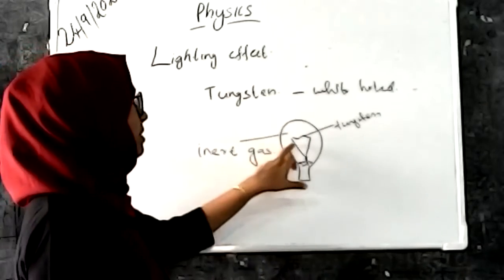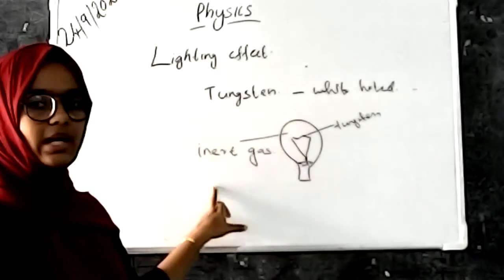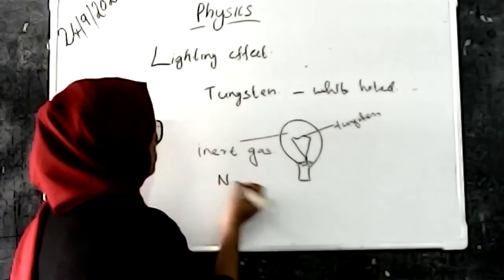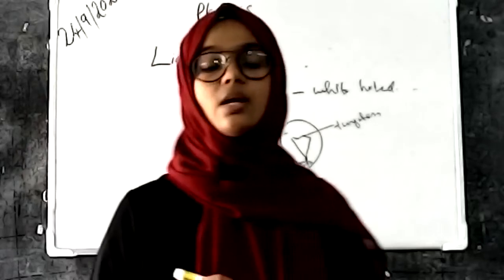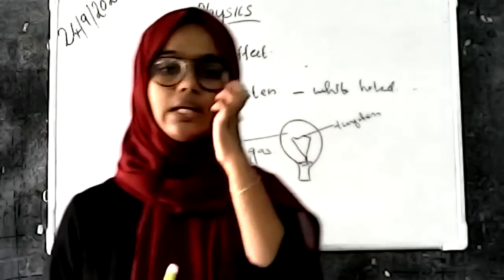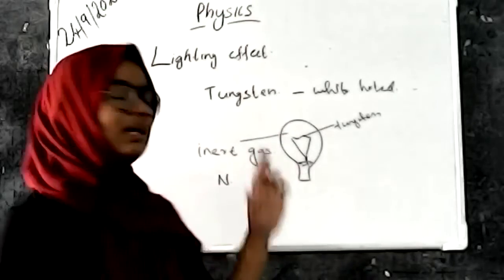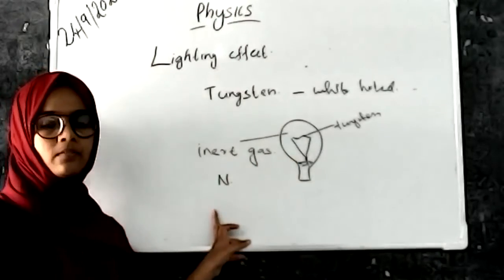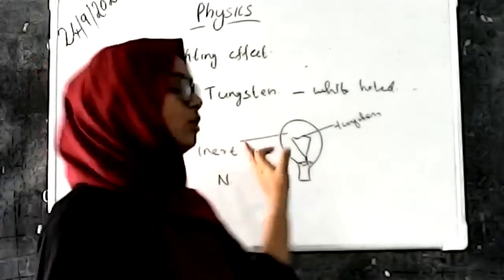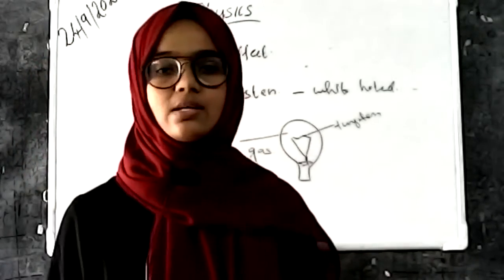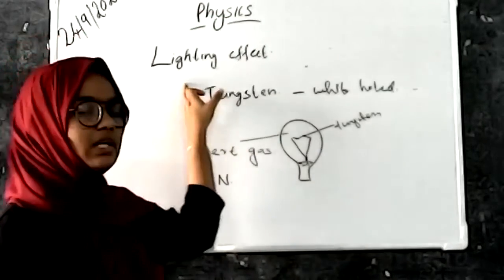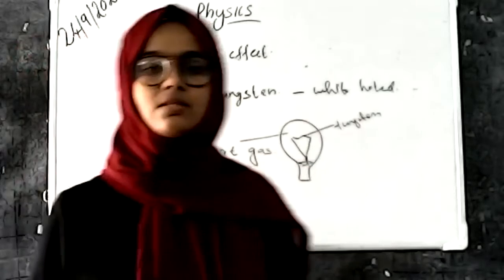The tungsten filament does not react with the inert gas, and the inert gas most commonly used is nitrogen, because in suitable conditions nitrogen does not undergo chemical change and acts like an inert gas. So the tungsten filament is used in the incandescent lamp, and nitrogen or another inert gas is filled in it. Now we have discussed the lighting effect, the incandescent lamp and the tungsten filament.